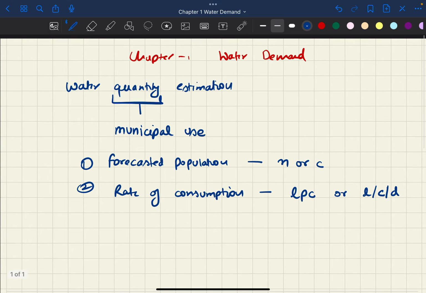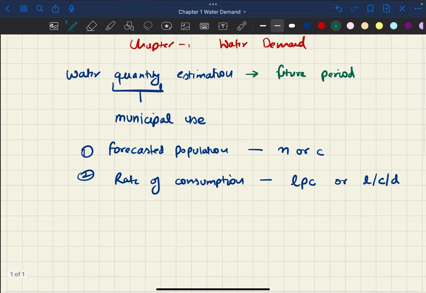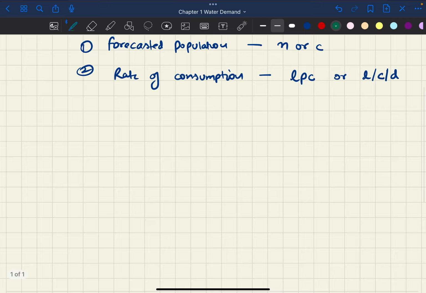So this water estimation that we do is not for current period. This is for future period, because the components that we are going to design in municipal supply are to be designed for future period. If we design it for current period, then it will be obsolete in some near future. So what is this design period?